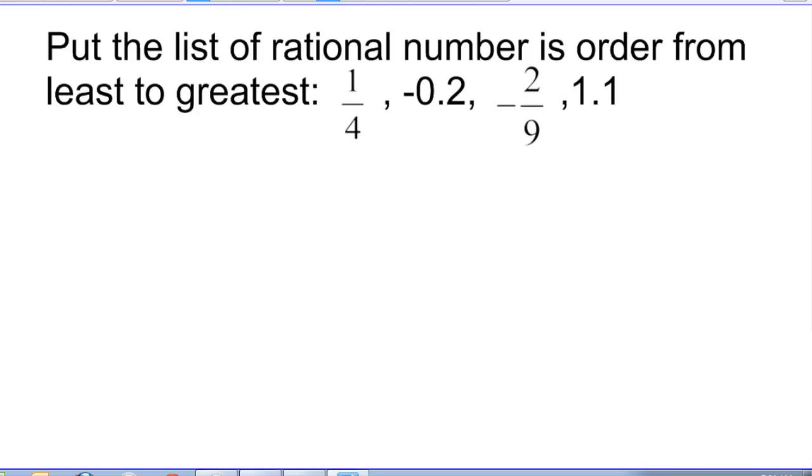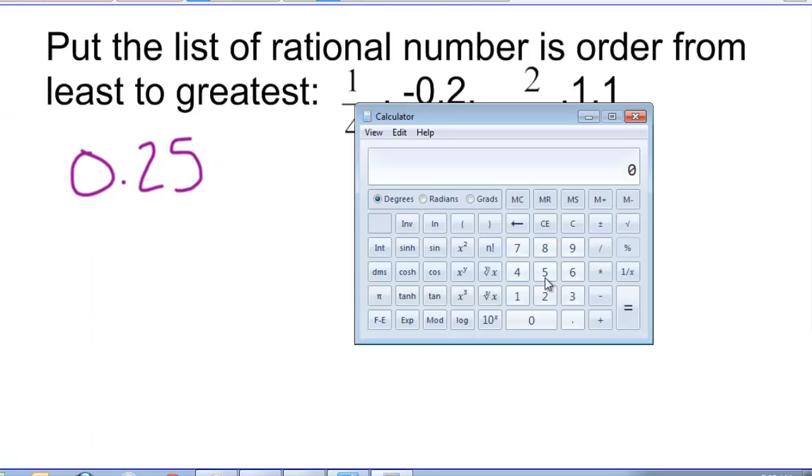Remember that to change a fraction to a decimal, you just take the numerator and divide it by the denominator, because the fraction bar means division. It's a symbol for division. So I'm going to go ahead and change all of these fractions to decimals, because that way I don't have to worry about finding a common denominator. I know that 1/4 is the same as 0.25. However, if I did not know that, I could grab my calculator and do 1 divided by 4, and that would give me 0.25.